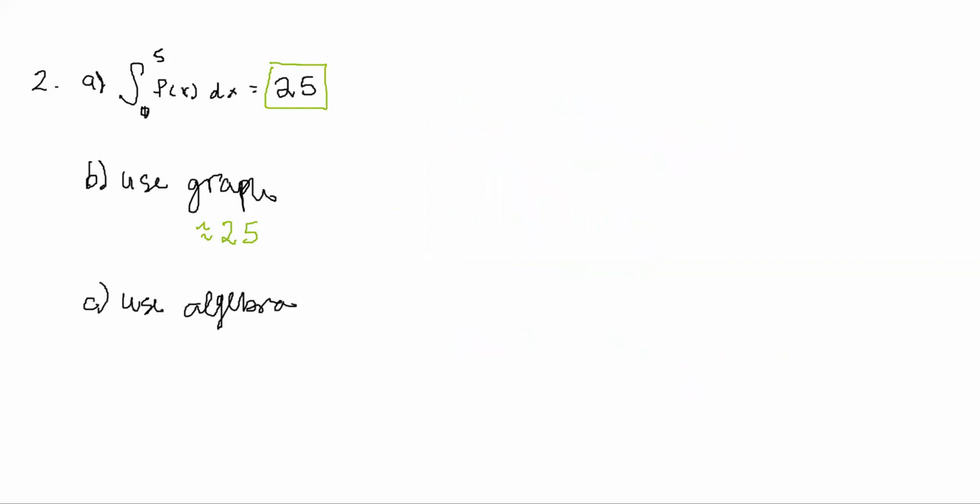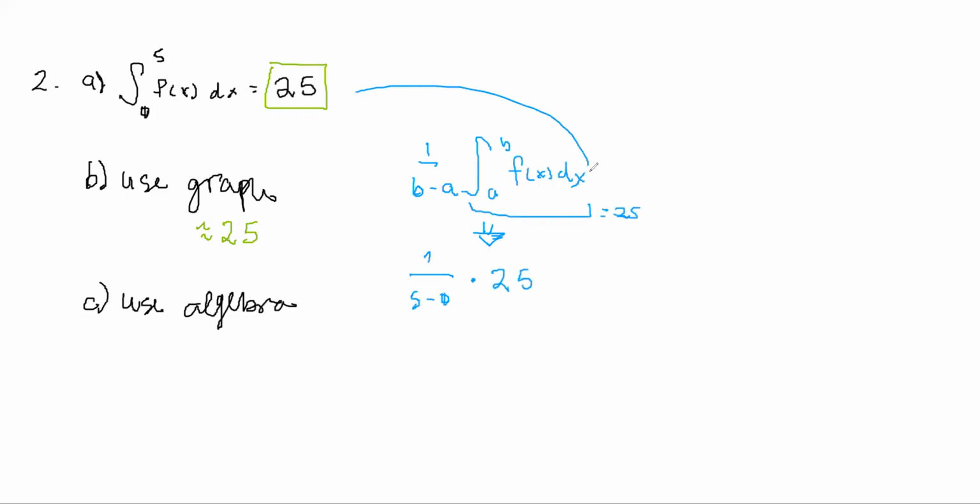All right, let's do this using algebra. Well, our equation would be given as 1 over b minus a times the integral from a to b of f of x dx, which we know. So putting in the numbers that we want, we have 1 over 5 minus 0 times 25, because this is all equal to 25, given by what we know up there. So 1 over 5 times 25 is equal to 5. So this should be y is equal to 5. So that would be the average.